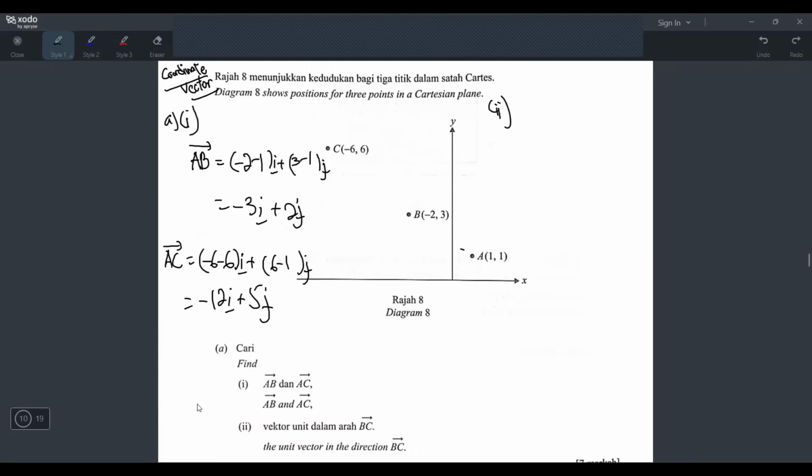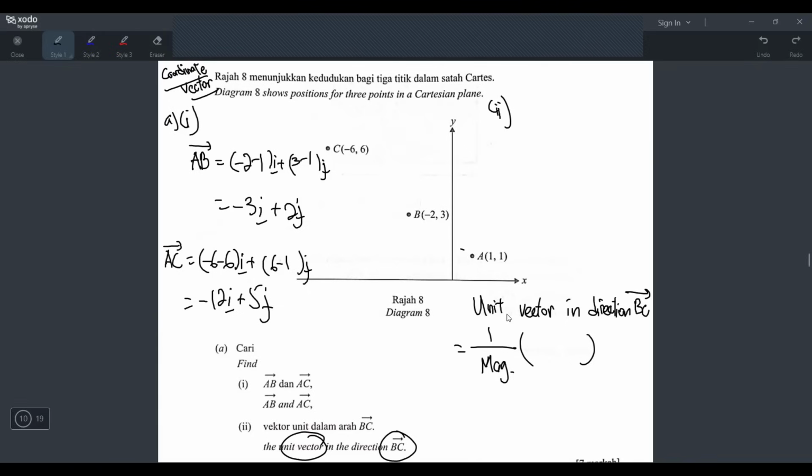Question number 2. Let's go. Find the unit vector in direction BC. Okay, there is a formula to find unit vector. Do you remember the formula to find unit vector? So unit vector in direction BC. The formula for unit vector is 1 over magnitude times the vector BC in terms of ij.